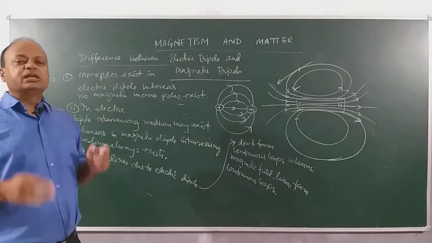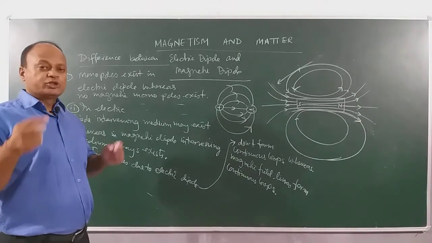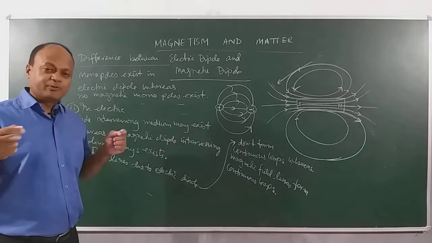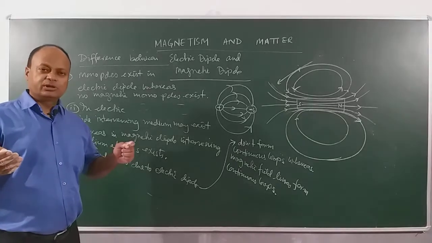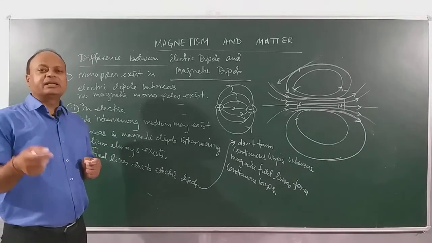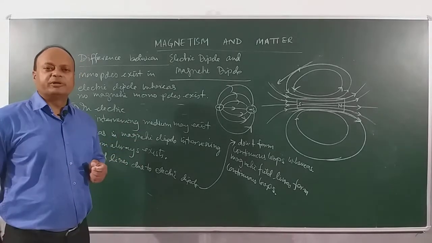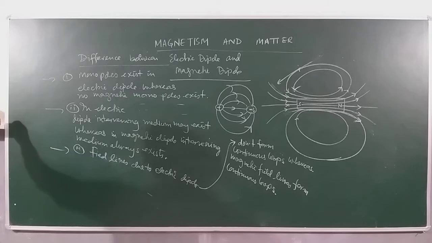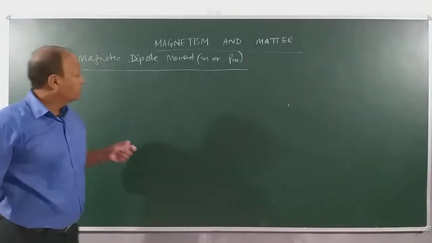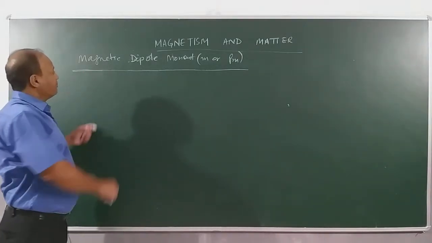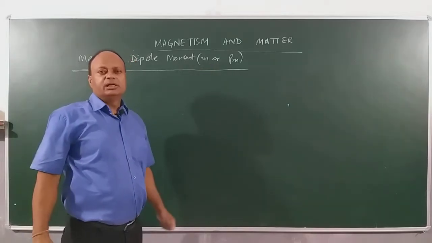Nevertheless, the fact remains that the bar magnet will act like a dipole. So just like an electric dipole had an electric dipole moment, similarly a magnetic dipole or a bar magnet will have a magnetic dipole moment also. So we will be discussing what the magnetic dipole moment is. Here we are going to discuss the magnetic dipole moment. Its symbol is small m or Pm.